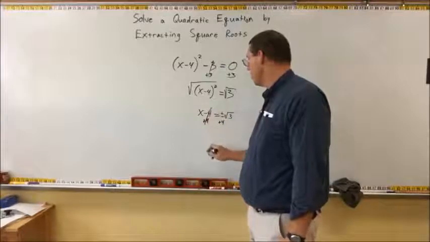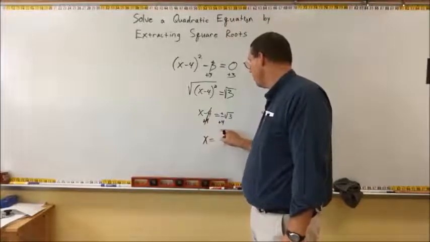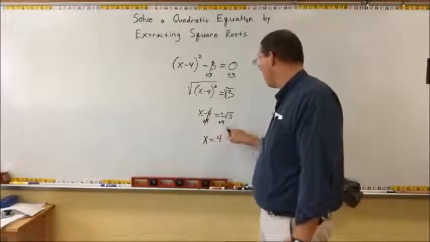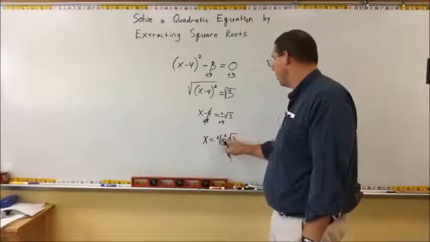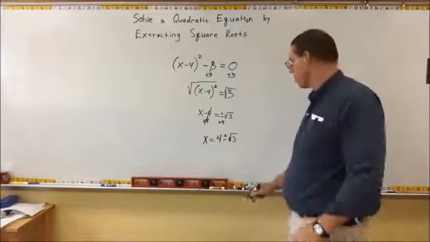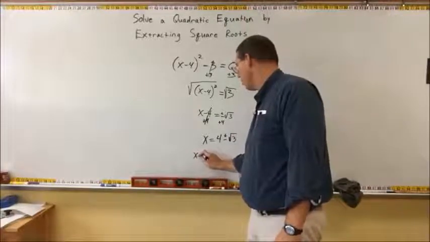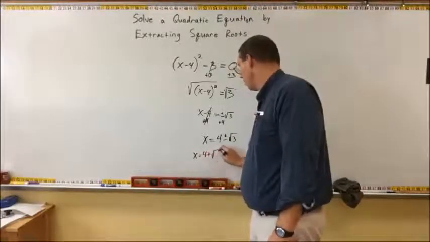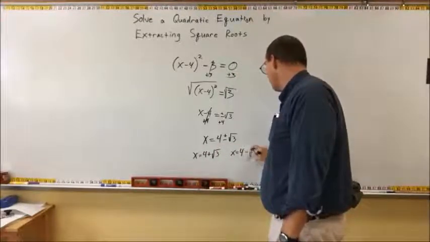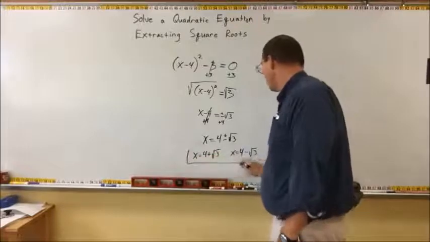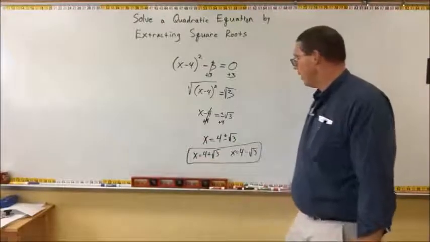It's going to cancel here, and x is going to be equal to 4, and then plus or minus the square root of 3. This will actually give us 2 answers. One answer is x equals 4 plus the square root of 3. The other answer is x equals 4 minus the square root of 3, and those are our 2 answers.